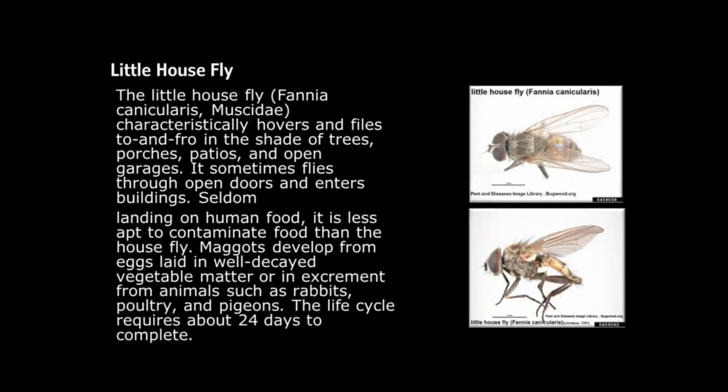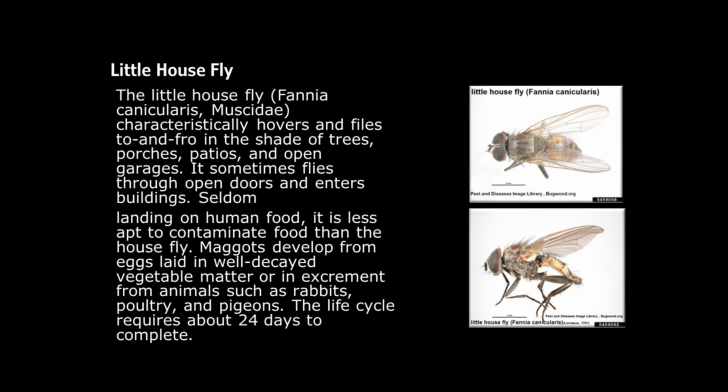The little housefly, Fannia canicularis, Muscidae, characteristically hovers and flies to and fro in the shade of trees, porches, patios, and open garages. It sometimes flies through open doors and enters buildings. Seldom landing on human food, it is less apt to contaminate food than the housefly.